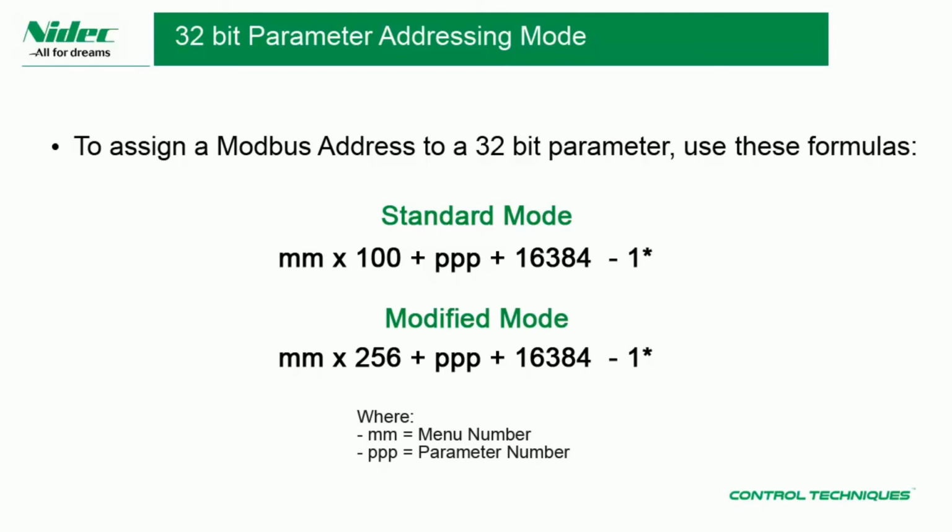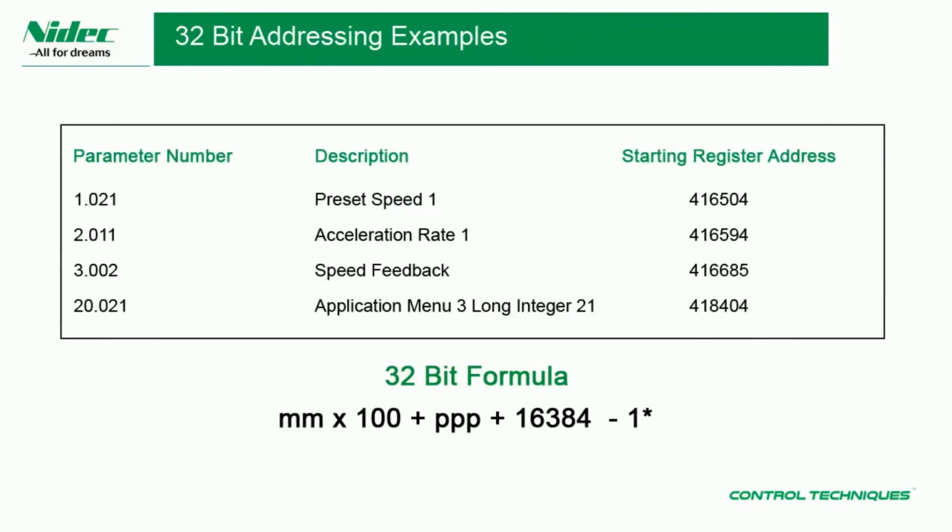32-bit drive parameters require 2 consecutive 16-bit registers. The formula that is used to calculate the starting address for a 32-bit parameter is shown here. Notice that there's an offset of 16,384 that must be added to the starting register address when addressing 32-bit parameters. Here are some examples of 32-bit register addresses.